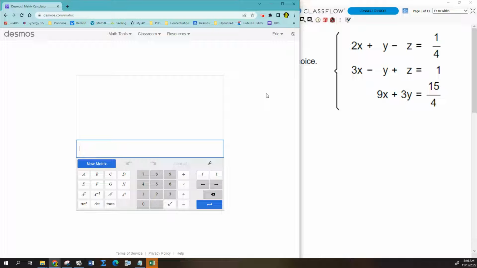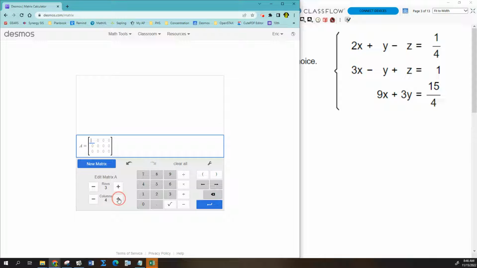Okay, everybody good? All right, so once you're here, we need to build a new matrix. So we're going to click the new matrix button. It's going to be matrix A, and we need to make it the right size. Because we've got three equations, we need three rows. So we need to bump the number of rows up to three. And we've got three variables and a constant, right? So we're always going to need one more column than rows. So we need to make this a 3x4 matrix, 3 rows by 4 columns.